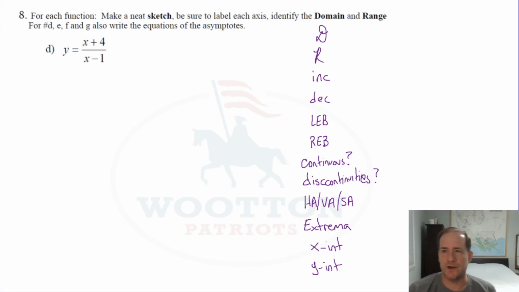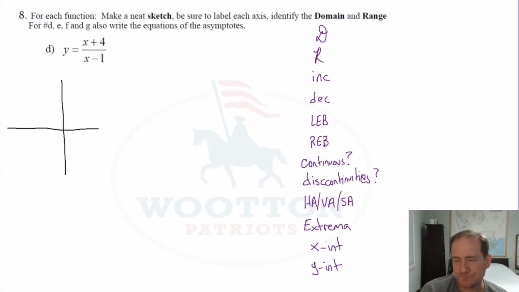D as in dog. Okay, so I had some people ask about this in class, but the idea for this guy for sure is that this is a rational function. The parent function for rational functions is just 1 over x, which I would love it if you remembered that has a vertical asymptote at 0, a horizontal asymptote at 0, and then it's shaped like a hyperbola. It goes like this.